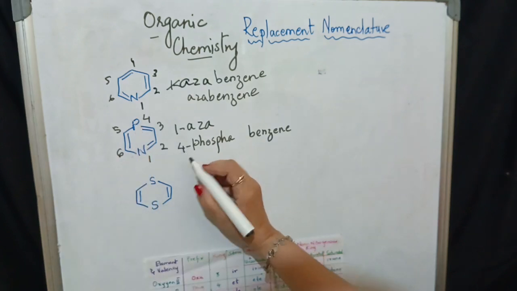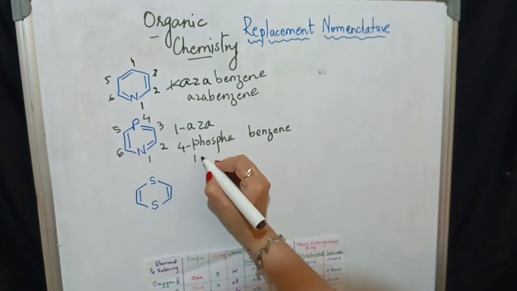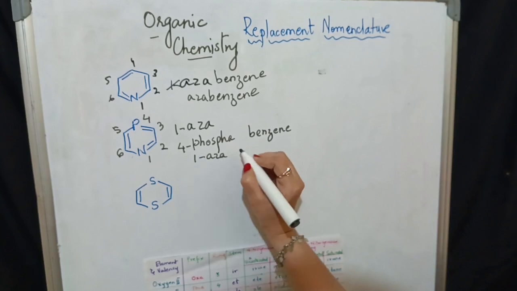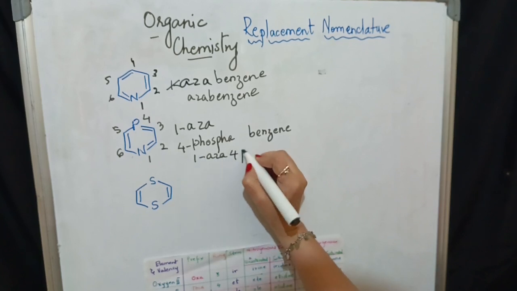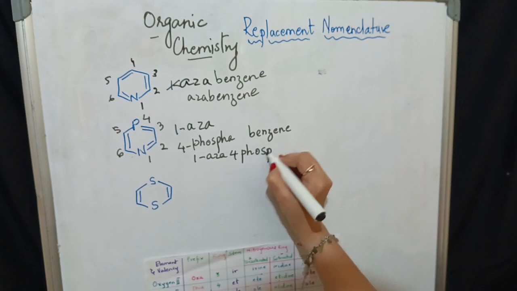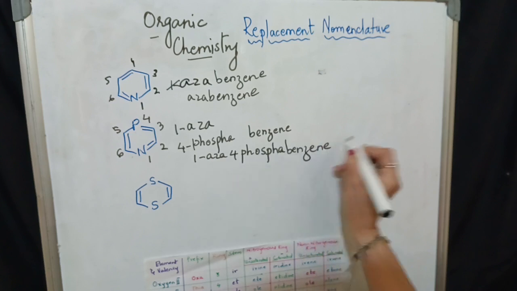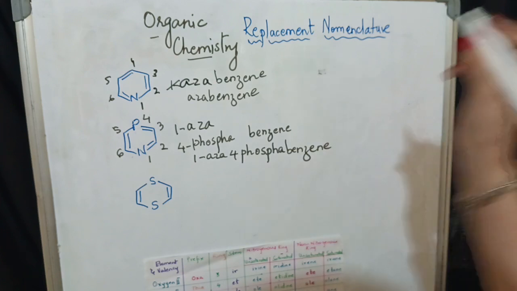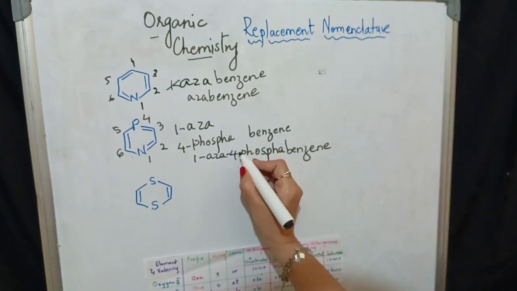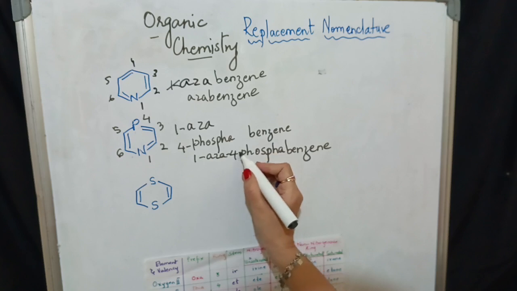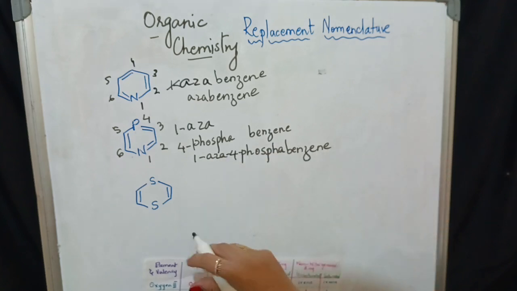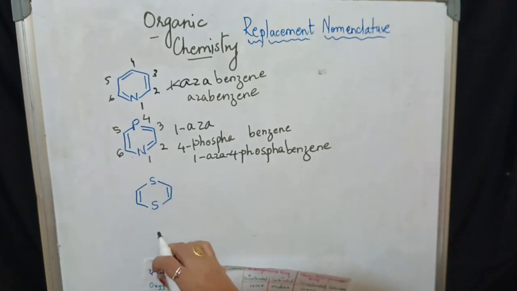Let us write down the name. 1-aza-4-phosphabenzene. There are no spaces in between; wherever there is a space, dashes are given.